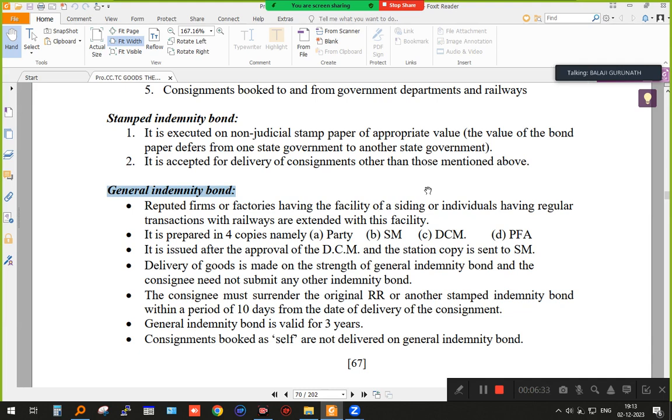Reputed firms or factories having the facility of a siding, or individuals having regular transactions with railways, are extended this facility. ये किसको दिया जाएगा? यदि फर्म्स, फैक्ट्रीज, ये जो हर रोज हमारा रेलवे का साथ संबंध रखेगा, मटेरियल भेजेगा, उसको दिया जाएगा. Or individuals having regular transactions; they need not be a factory or a firm. They can be even individual people who send every day. So for these people this facility is available.